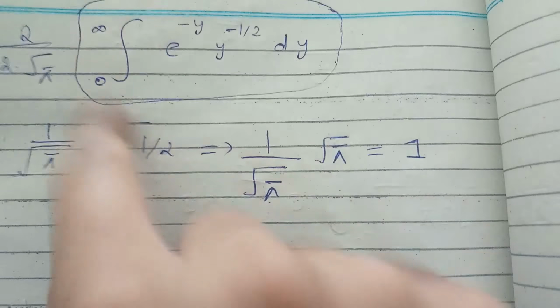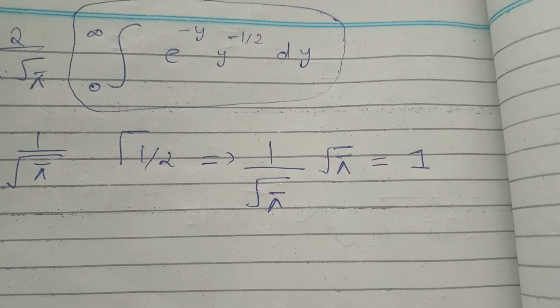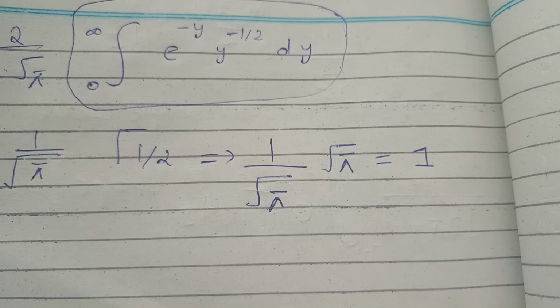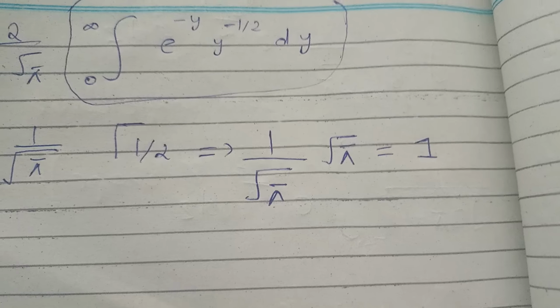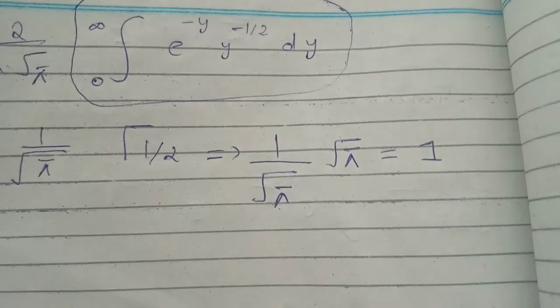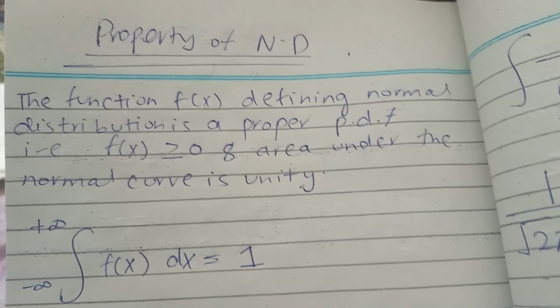This whole is equal to gamma 1 by 2. So gamma 1 by 2 is equal to the square root of pi. So the square root of pi will be cancelled by the square root of pi, which is equal to 1, and we are done with the probability of the normal distribution.